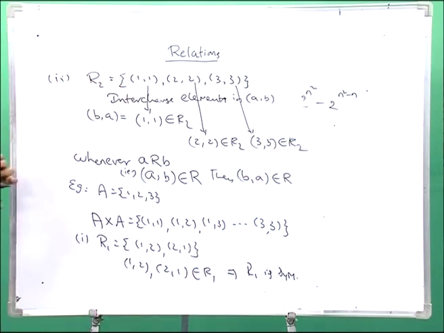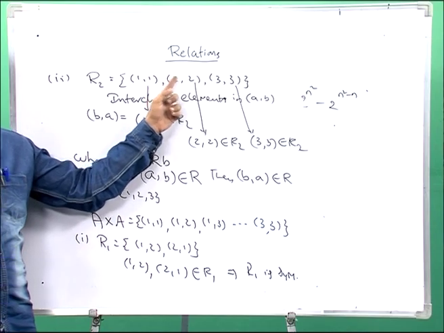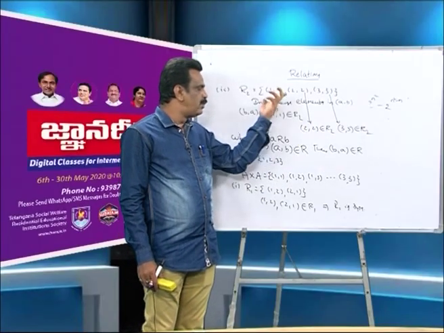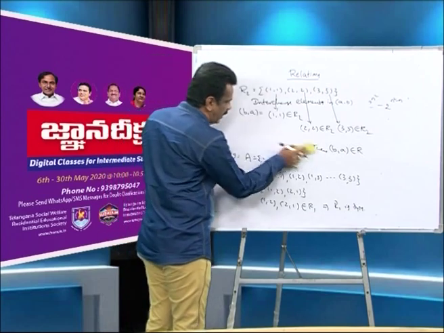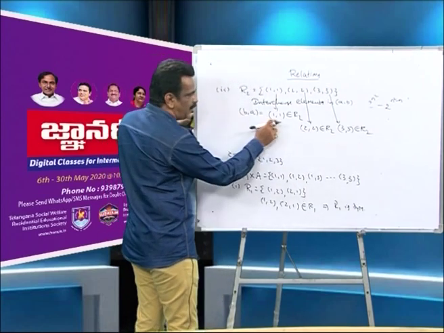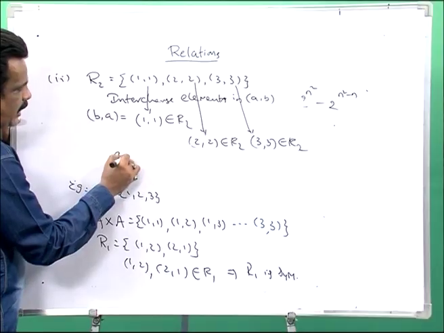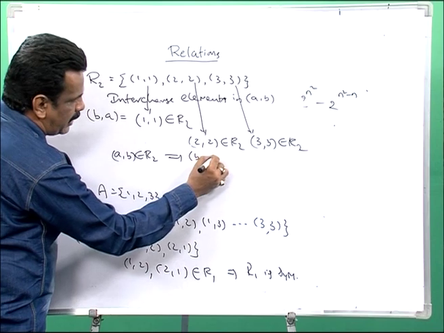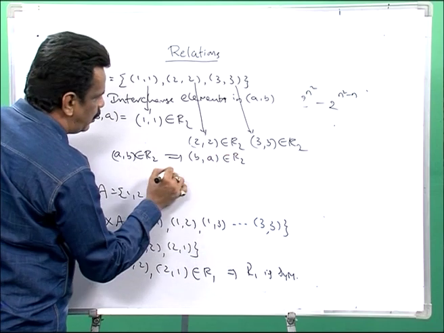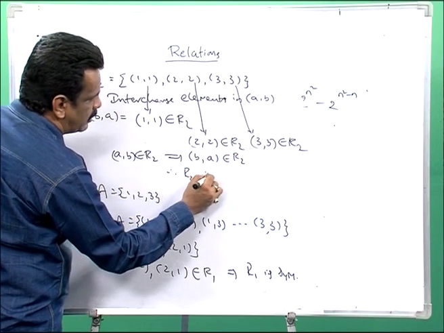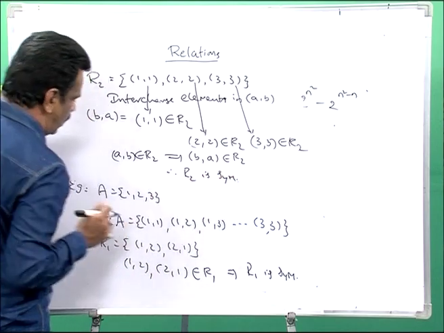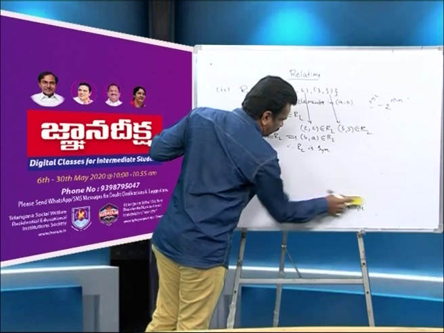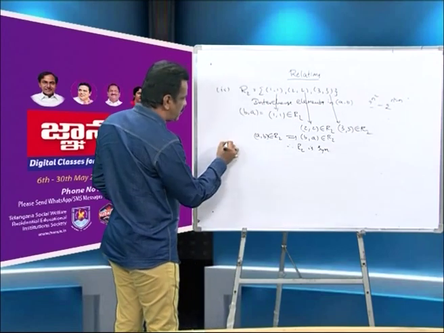and hence by interchanging 1 1, 2 2, 3 3, we are getting here the elements belonging to the same relation, and hence we can say, because of these three, we can conclude A comma B belongs to R2 implies B comma A is also in R2, therefore R2 is symmetric, we can write. And finally we discuss here transitive relation.